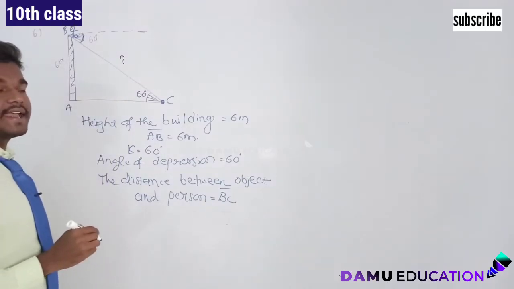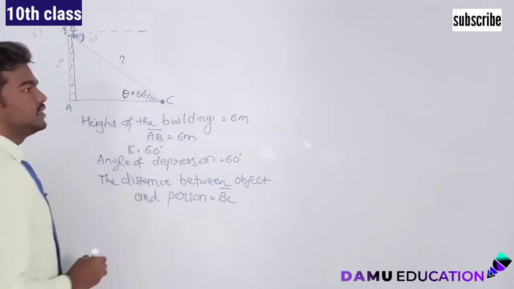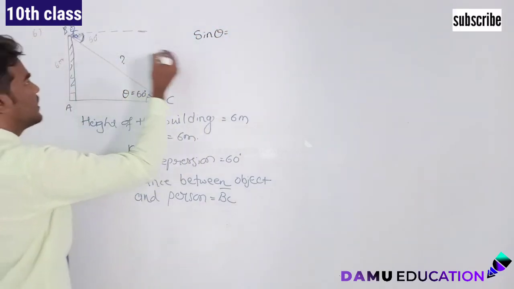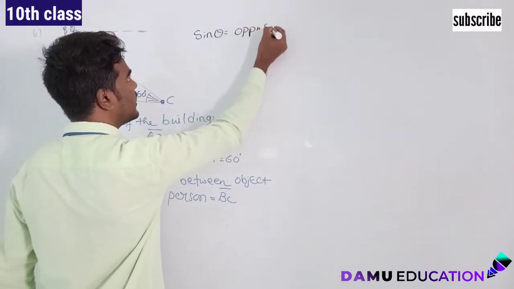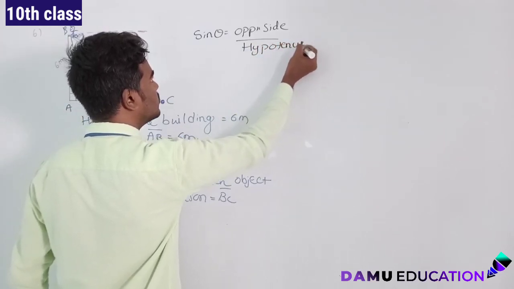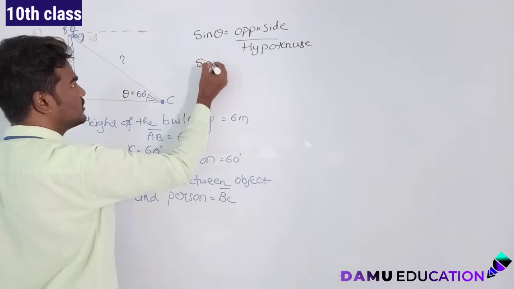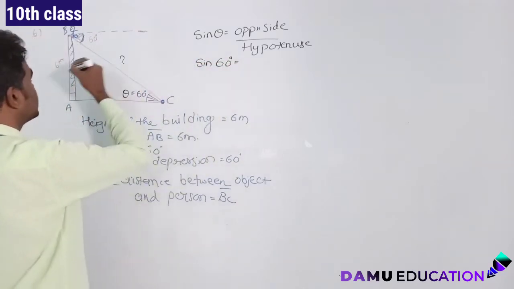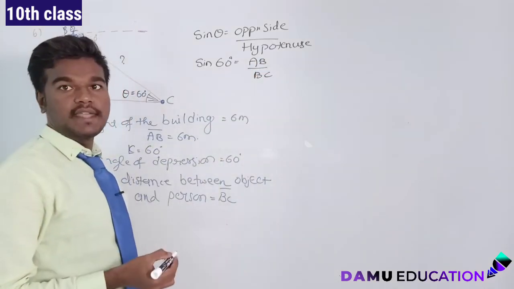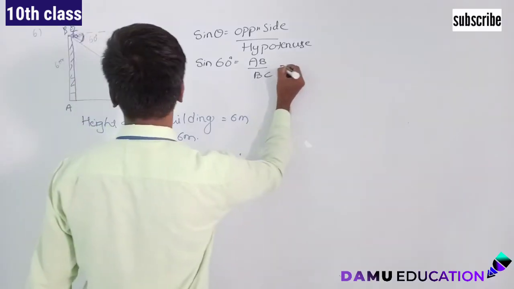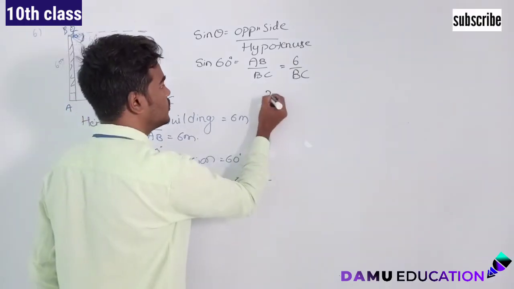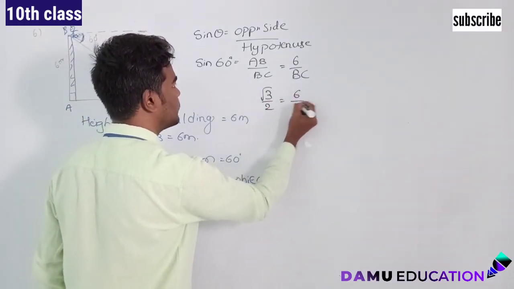So by using sine, let's take sine theta. Sine theta will be equal to opposite side by hypotenuse. Sine theta, where theta is 60 degrees. Opposite side is AB, and hypotenuse is BC. So what is the AB value? That is 6 by BC. We have to find it. Sine 60 is nothing but root 3 by 2. So root 3 by 2 will be equal to 6 by BC.